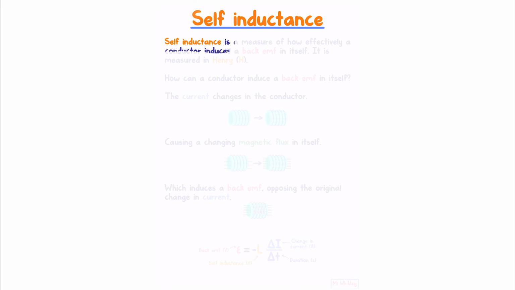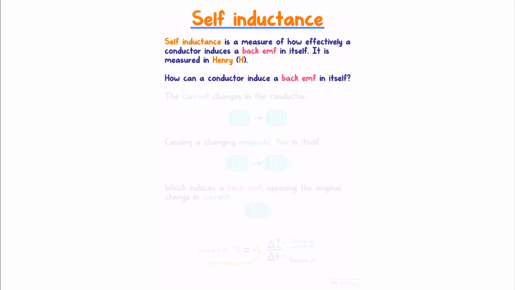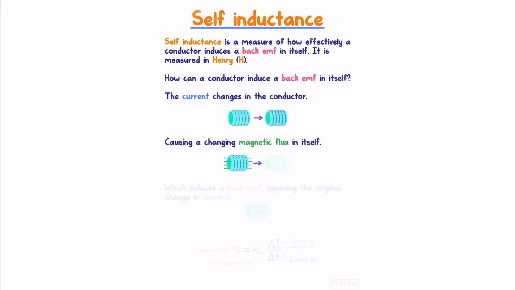Self-inductance. Self-inductance is a measure of how effectively a conductor induces a back EMF in itself. It is measured in Henry. So how can a conductor induce a back EMF in itself? Consider if the current changes in the conductor. So if our current increases, this is going to cause a changing magnetic flux in itself. So our magnetic flux is going to get greater, which induces a back EMF, opposing the original change in current. And so when a conductor experiences a changing magnetic flux, even if it is itself that caused that magnetic flux, it's going to experience a back EMF.